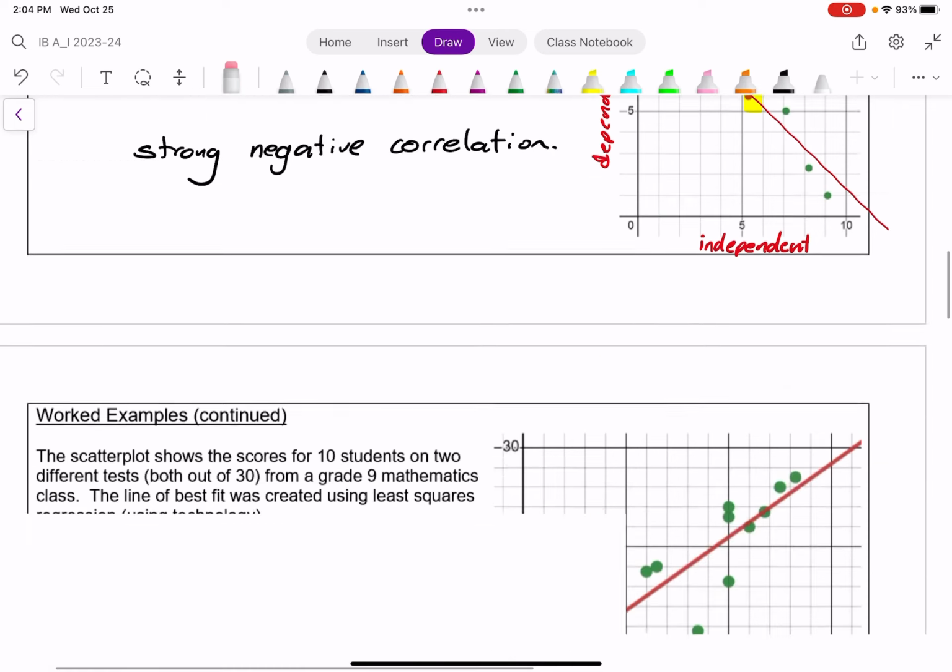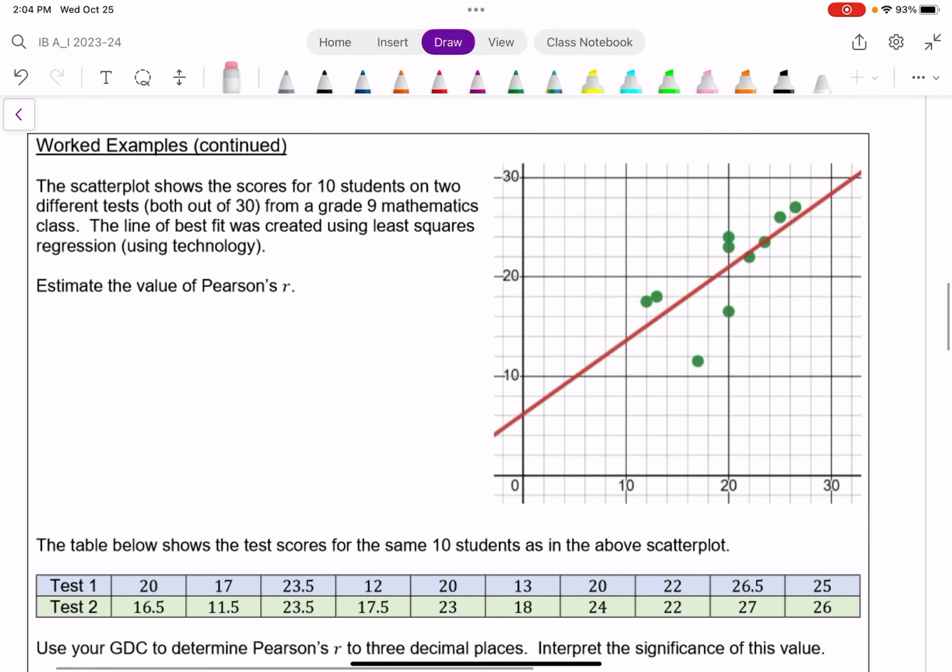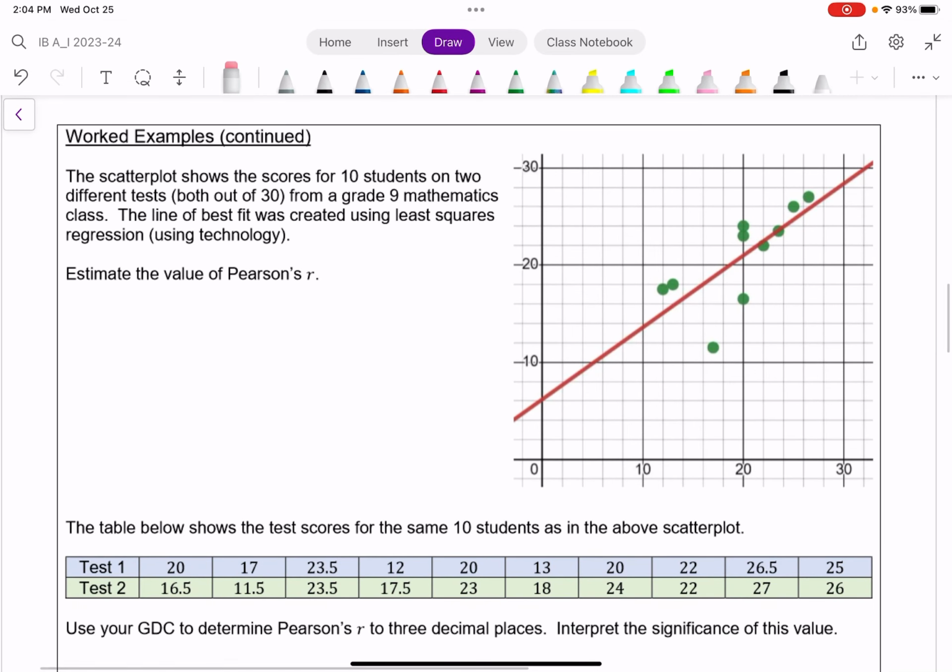Now here I have another scatter plot. This time I tell you what the data represents. And this is showing you the scores for 10 students, and so each point represents a student, and their scores on 2 different tests, each out of 30 from a grade 9 math class. So the x-axis represents their scores on one particular test, and the y-axis was the score on another test.